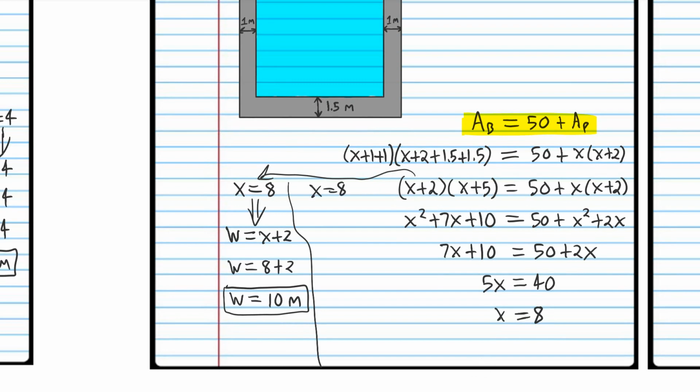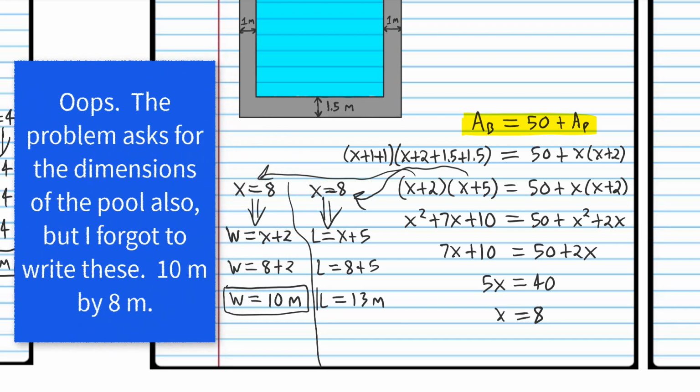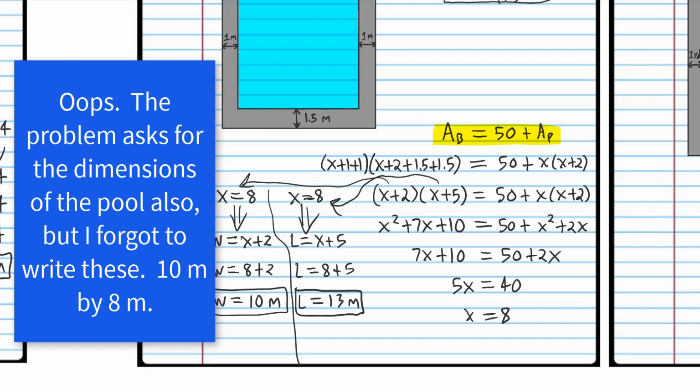So then we plug in 8 for the length. And we know the length is x plus 5. So 8 plus 5 is 13, and then meters. So the entire backyard is 10 by 13. So if you got those answers, good job.